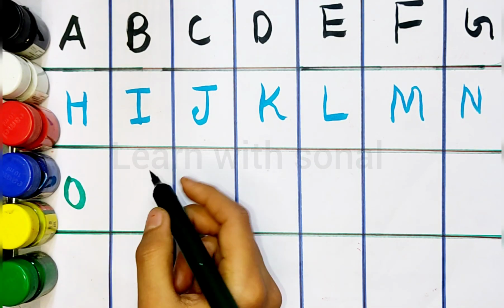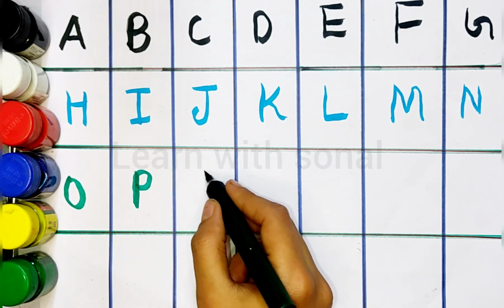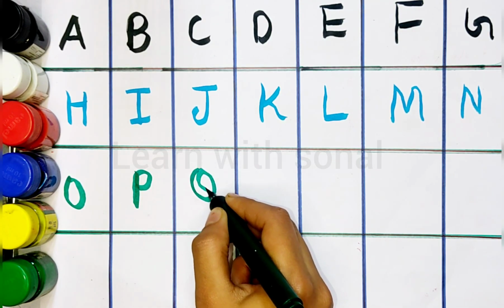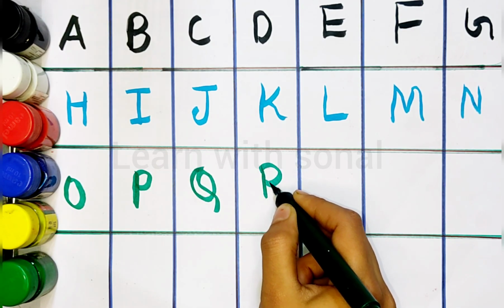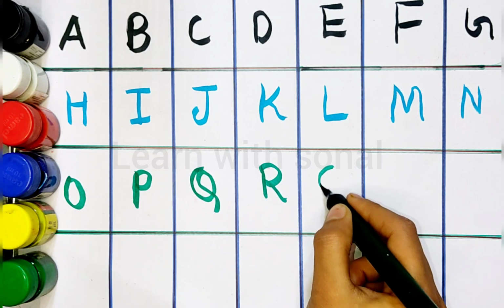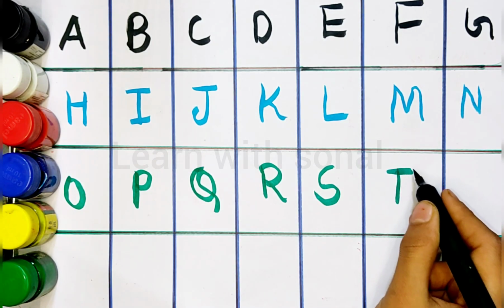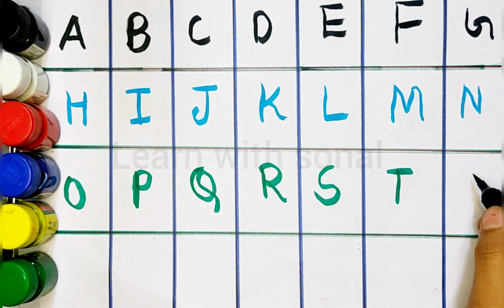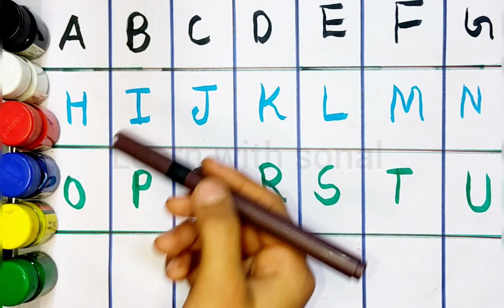O for owl. P for parrot. Q for queen. R for rose. S for sunflower. T for trumpet. U for unicorn. Brown color.